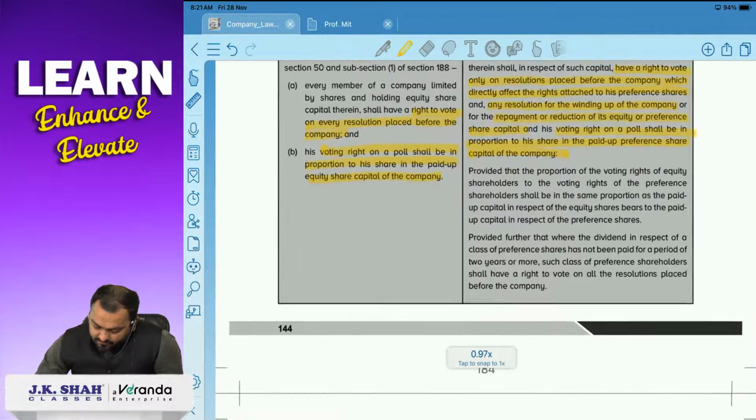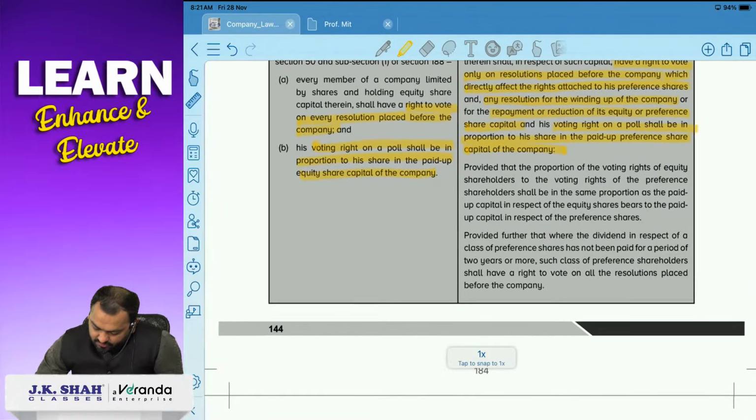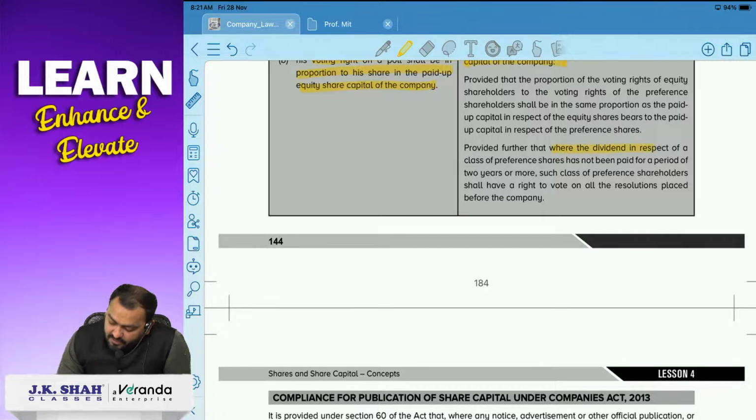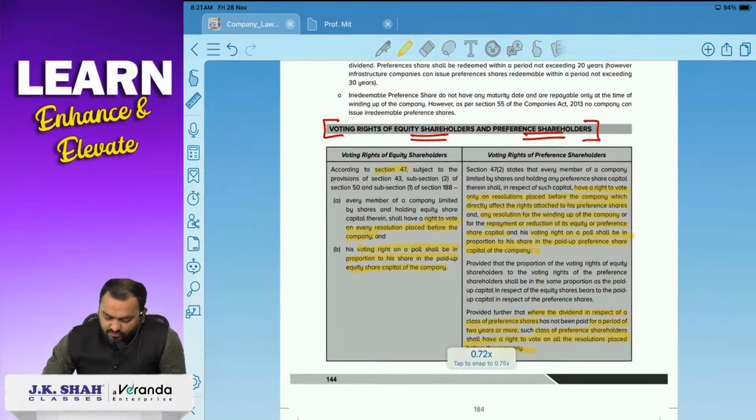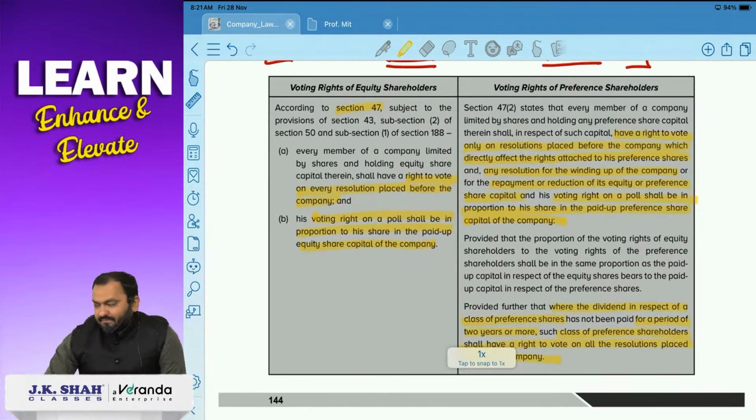Okay? But yes, now there is one more thing here. See this. Where dividend is not paid to preference shareholders for a period of 2 or more years, such preference shareholders have right to vote on all the resolutions now. Generally we told they cannot vote on every resolution, right? But if the dividend is not paid to them for 2 or more years, now they have right to vote on every resolution. Okay, so this was your section number 47.